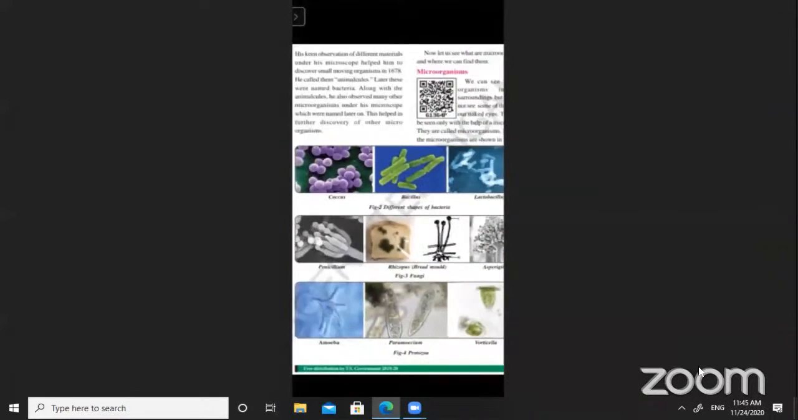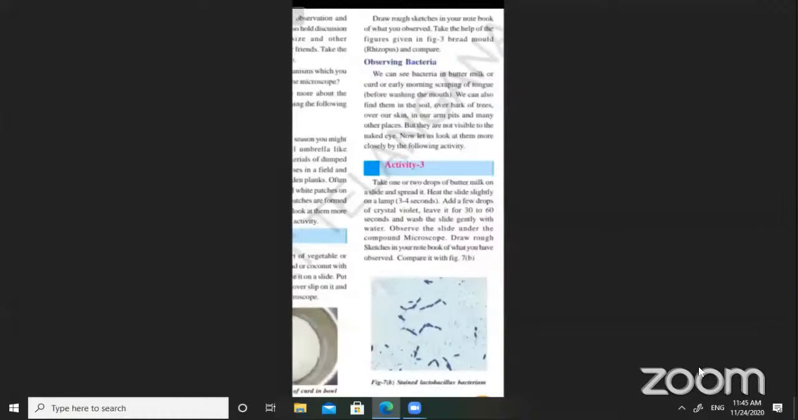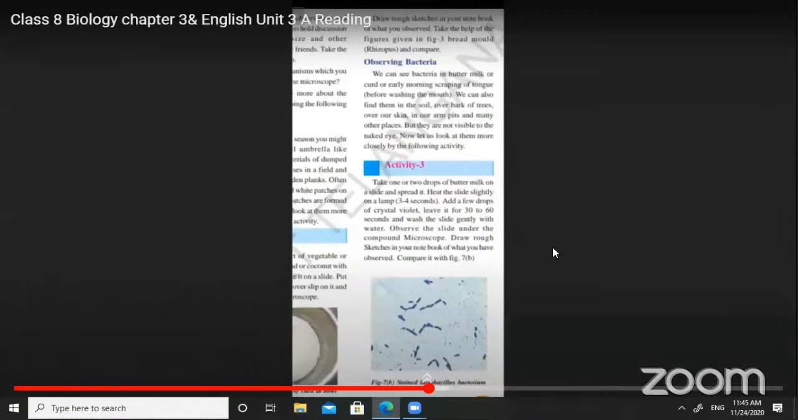Yes. Let's go for the continuation. So draw the rough sketch diagram in your notebook, nothing but the observation book, of what you have observed. Take the help of the figures given in figure number 3, which I have just shown, like the bread mold, rhizopus, and compare. Then you will get that.